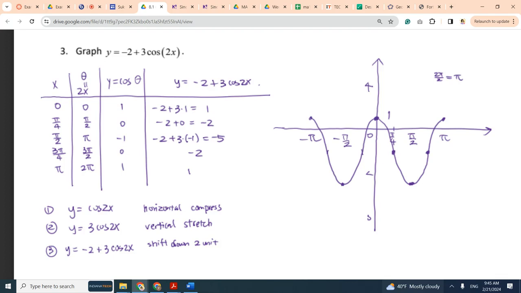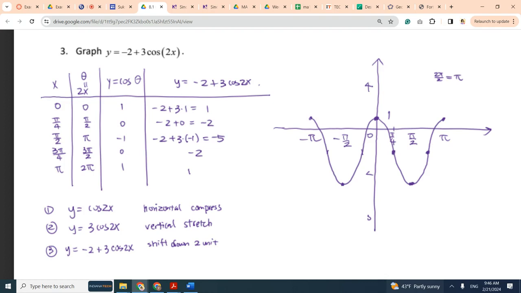And then the y, so the 4th step, find the y. Y is -2 plus 3 cosine theta. Cosine theta is 1, so we plug in 1 here. -2 plus 3 is 1. And then here we plug in 0. -2 plus 0 is -2. And here we plug in -1. -2 minus 3 is -5. And then when we plug in 0 again, that's the same as this number, -2. When we plug in 1 again, that's the same number as the first one, the 1. So this is the y column. Everybody get the y column?